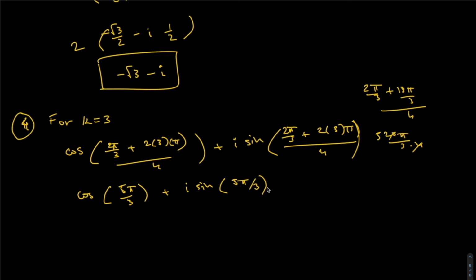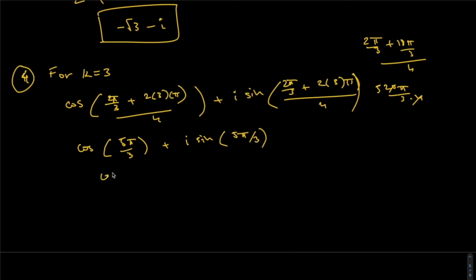Again, 5 pi by 3, I often forget what it is. So I'm just going to write this as cosine of minus pi by 3 plus minus I sine pi by 3. Right? So what I did was I just subtracted 2 pi from both arguments. I can do that because I'm going to get to the same place, right?